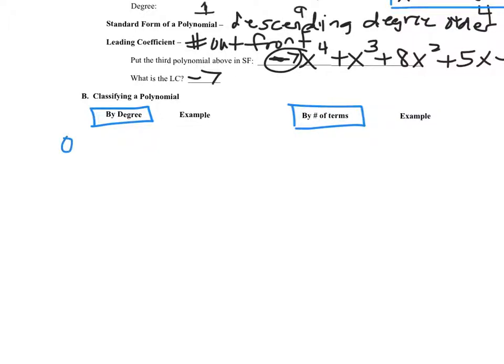If a polynomial is degree 0, then we call that a constant. And that would be just a simple number. So for example, my favorite number is 14. Someone else's favorite number is 14? No? I thought so. Never mind.